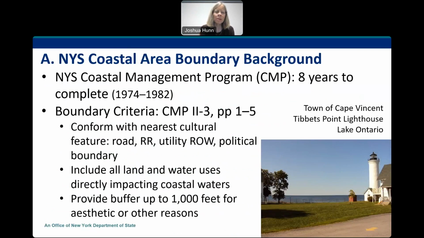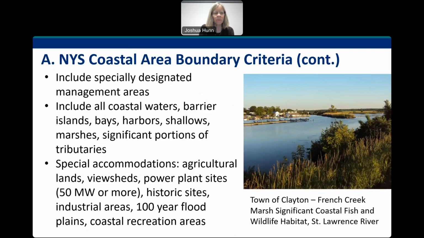So they came up with some criteria, since the state is so diverse, that the boundary needed to conform with nearest cultural features such as roads, railroads, utility right-of-way, political boundaries such as villages or cities or town boundaries, that it should include all land and water uses that impact the coastal waters. And then they decided that they would recommend that it could be a buffer of up to 1,000 feet for either aesthetic or other reasons, such as including cultural or natural features. So we'll talk about those.